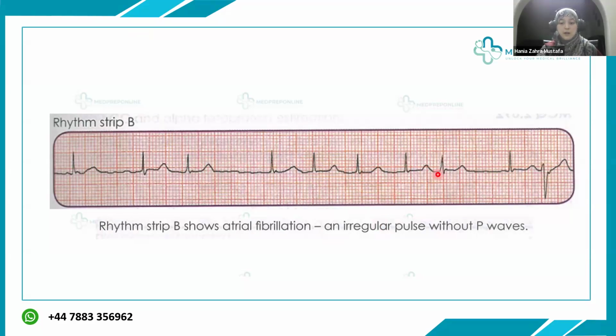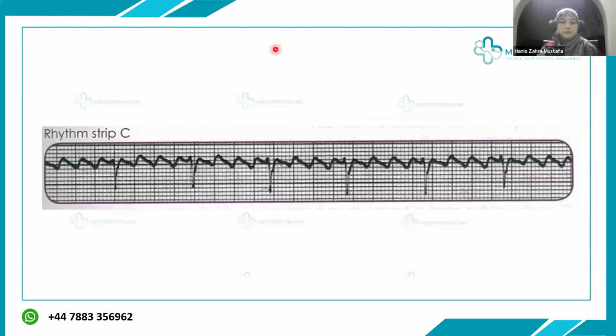Also, the P waves are absent in this. So this is a typical ECG of atrial fibrillation, and this was in my exam as well. I had the same ECG in my exam, and they asked about the management of the AFib. So get yourself familiarized with this one especially. Okay, moving on to the next one.